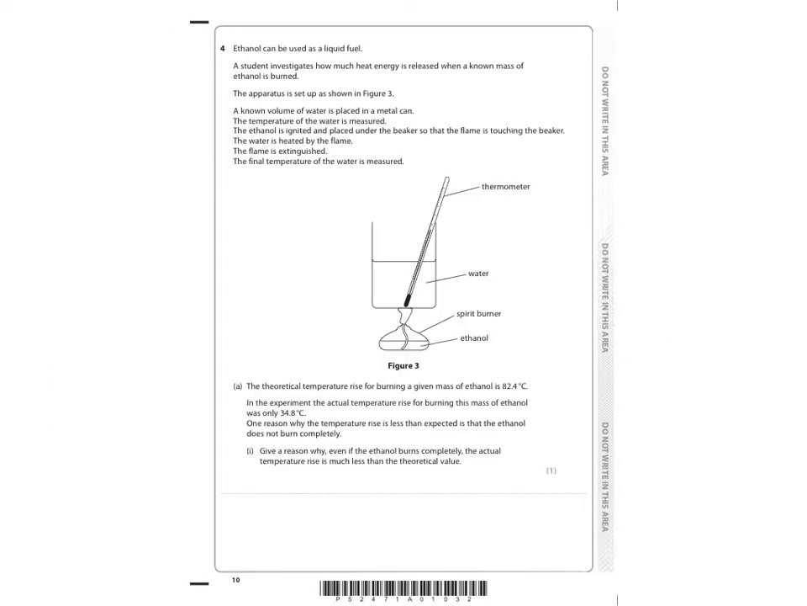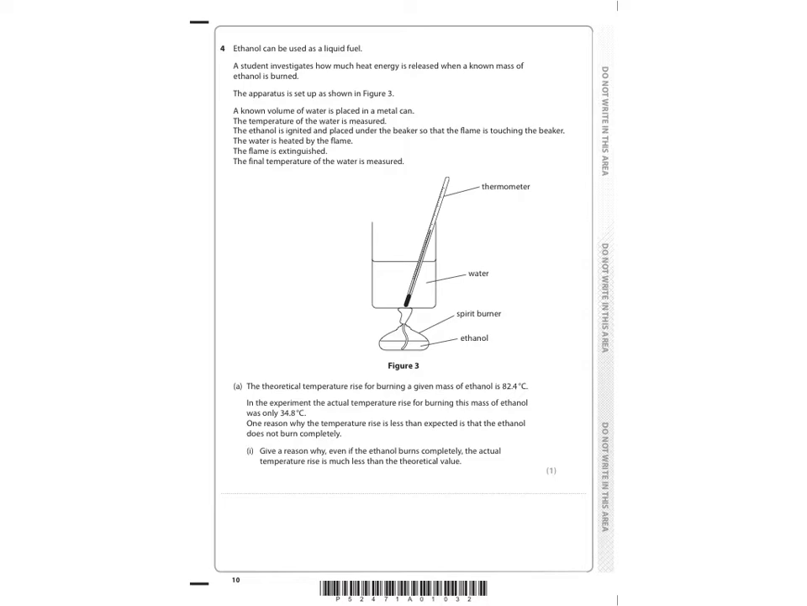Question number 4 is about alcohols, and it's actually based on a core practical that you did using spirit burners and burning a series of alcohols. It says a student investigates how much heat energy is released when a known mass of ethanol is burned. The apparatus is set up in figure 3, and then it gives a bit of a method. You take a known volume of water, put it in a can, record the temperature at the start, burn some ethanol, heat up the water and put the flame out and record the final temperature. And so you've got the mass of the fuel burnt and the temperature rise.